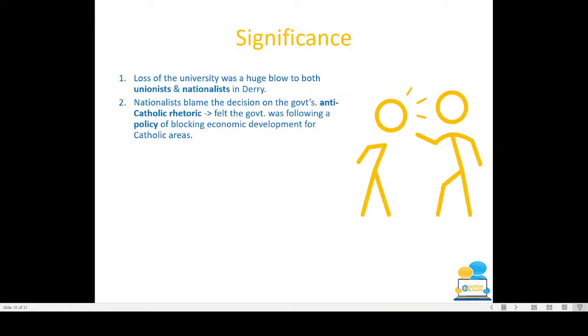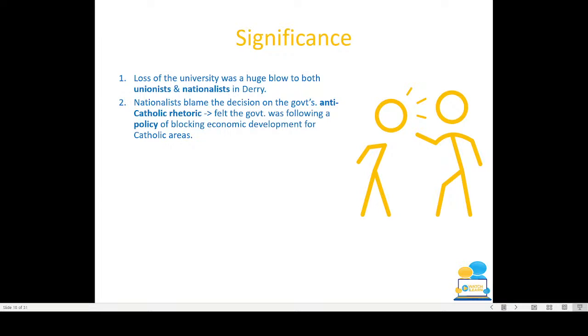So the significance of this Coleraine University controversy: we see the loss of the university was a huge blow to both Unionists and Nationalists in Derry, and we can gain a really good understanding of that as we've seen both communities rally together. We see them form this University for Derry Committee, where it was represented equally by Catholics and Protestants, Unionists and Nationalists. We see the Unionist Mayor of Derry get involved in this activism. So it was a huge loss for both communities in Derry.